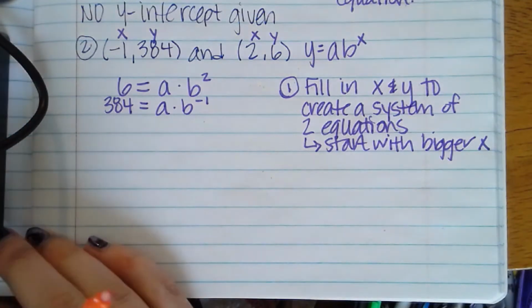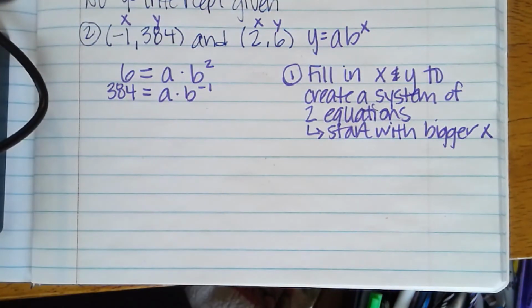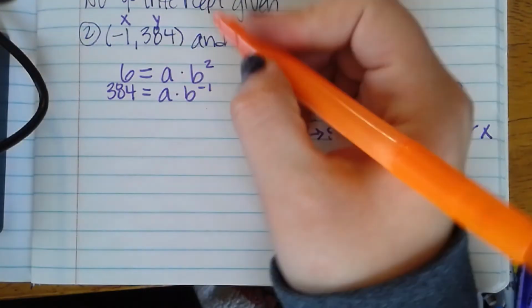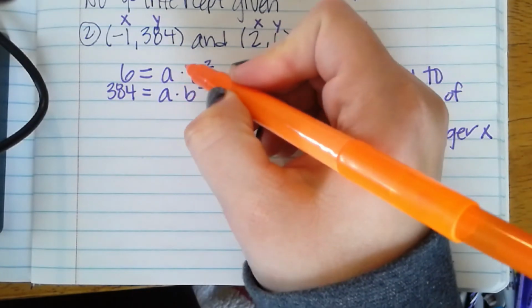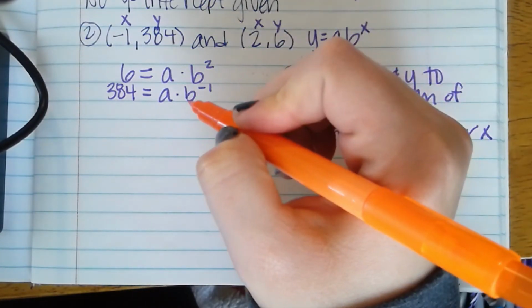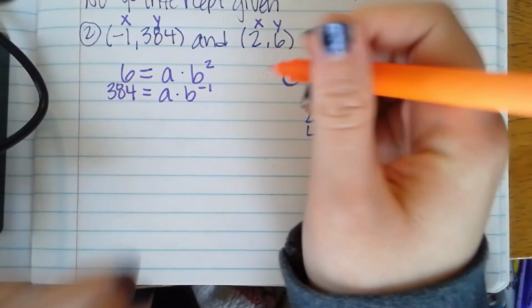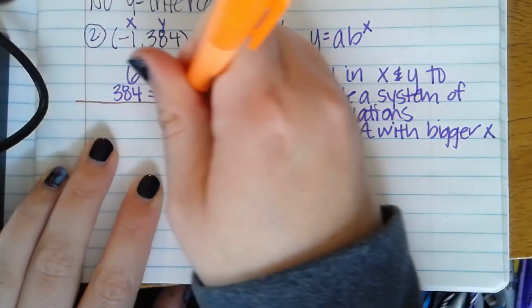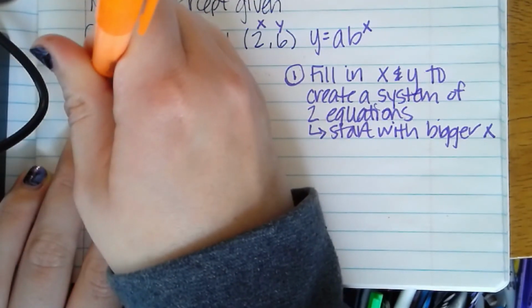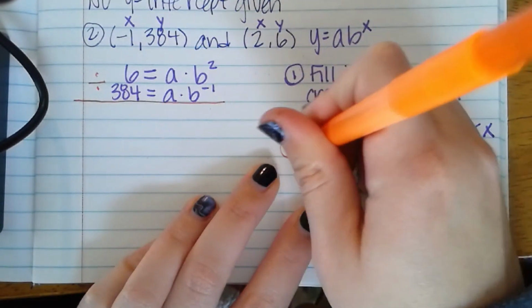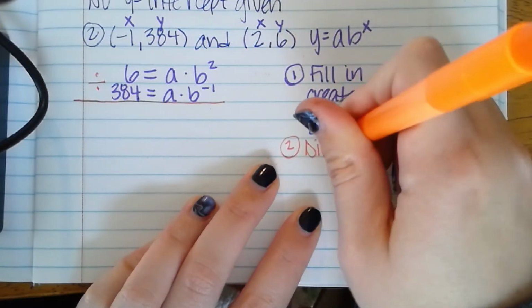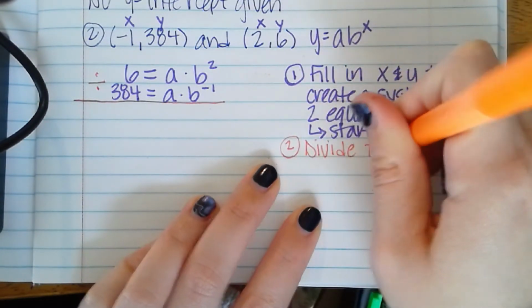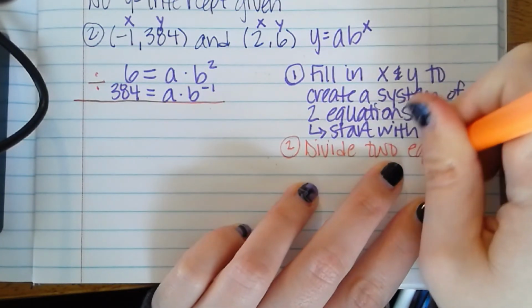Okay, so now comes the tricky part. So now what we need to do is we need to solve this system. So because we have multiplication going on over here, we are going to use the operation that undoes multiplication. So to undo multiplication, we are going to go ahead and divide these two equations. So step 2, we are going to divide the two equations.